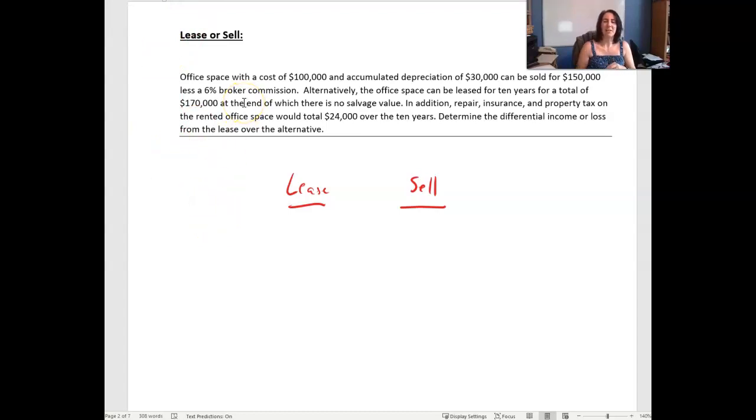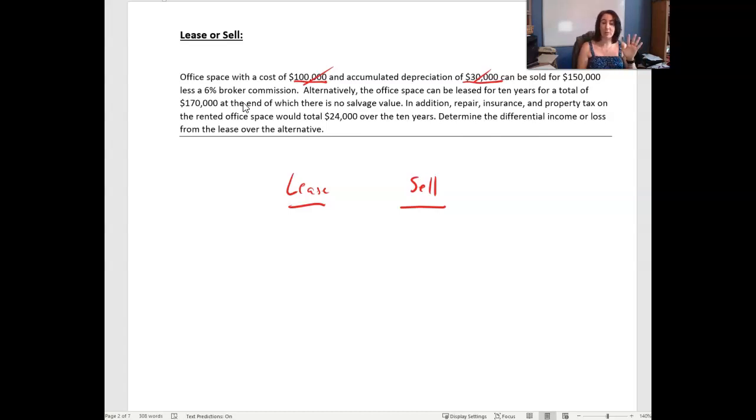Now let's look at the top part here for just a second. Office space with a cost of $100,000 and accumulated depreciation of $30,000. Should I be taking those into consideration, you think? Well, the answer is going to be no, because these are sunk costs, money I've spent in the past. I bought this for $100,000 at some point, and I depreciated it $30,000 worth, so really the book value is $70,000 to me.